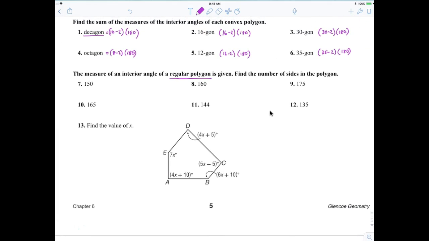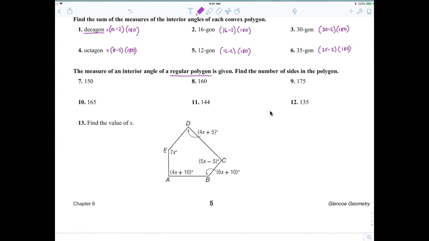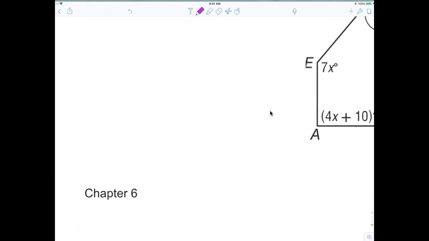Well, first, let's go back to the fact that the sum, and I'll just come down here so I can write, the sum is equal to n minus 2 times 180. Is everybody okay with that? Everybody okay with the sum? So if I want to find the measure of one of the angles, if it's regular, I would simply take that sum and divide it by what?